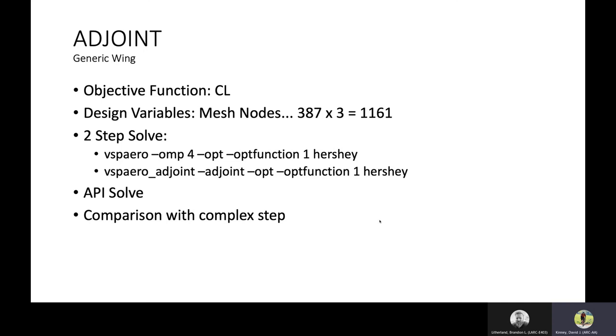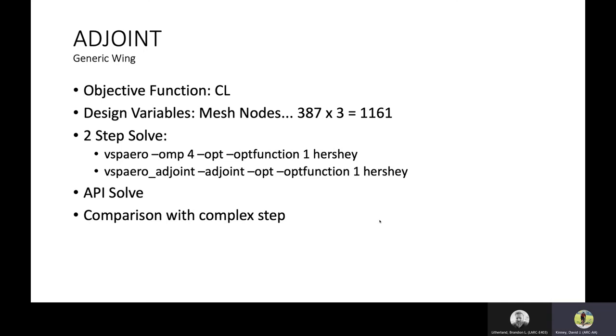After that's done, you run the adjoint solver, and tell it you're doing an adjoint. It's an optimization problem, same optimization function. It reads in the solution that VSPAERO wrote out, then solves the adjoint equations, and dumps out the gradients of partial CL with respect to all the mesh nodes. And then you could do the same problem through the C++ API.